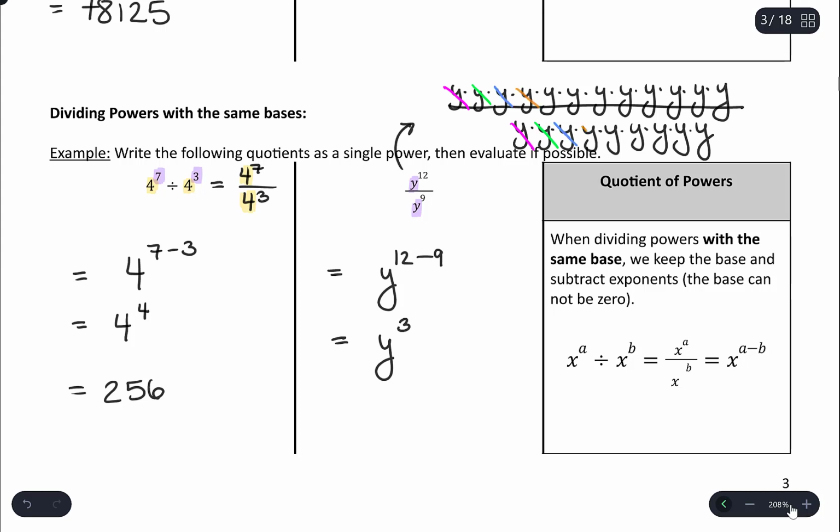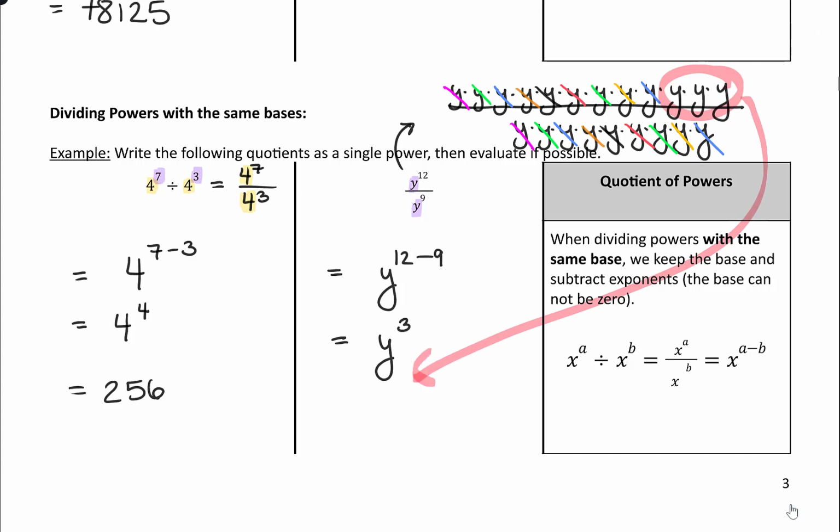I'm just going to go until I run out. 1 from the top, 1 from the bottom. And sure enough, here we go. We got 3 of them left over, which was y to the exponent 3.